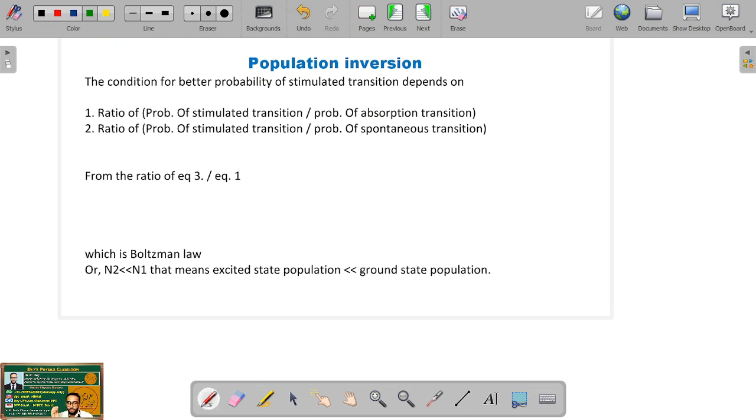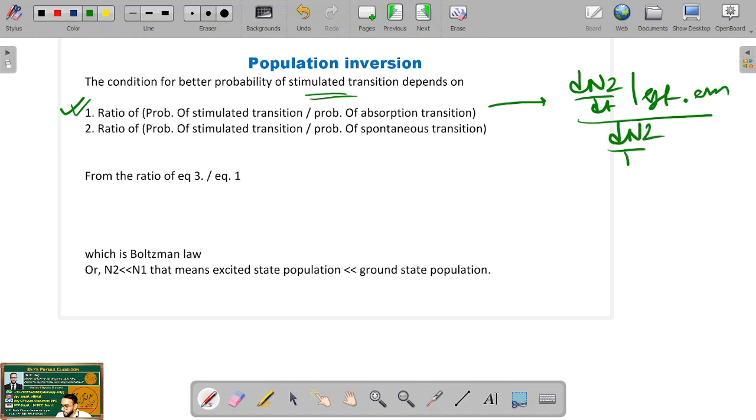Now as we know, three processes are occurring simultaneously, that is absorption process, spontaneous emission process and stimulated emission process. Now the condition for better probability of stimulated emission depends on two factors. Number one is the ratio of probability of stimulated emission to absorption, and secondly the ratio of probability of stimulated emission to spontaneous transition. That means the first condition is dN2 by dt stimulated emission divided by dN2 by dt absorption. This is the first condition.